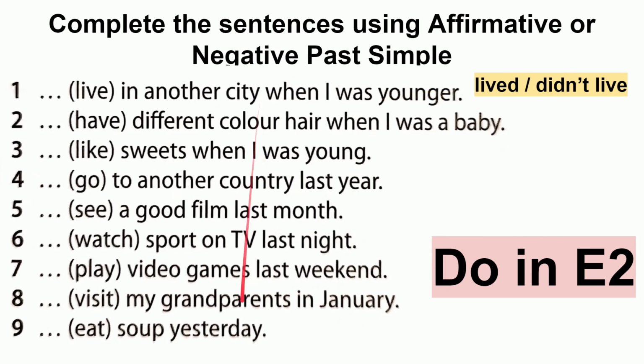For number 1 to number 9, you write and complete the sentences using affirmative or negative past simple and complete it in your exercise book. Complete it in E2. After you have completed it, do capture a picture of your exercise and submit it on Google Classroom, and I will mark for you. Remember to complete this exercise.